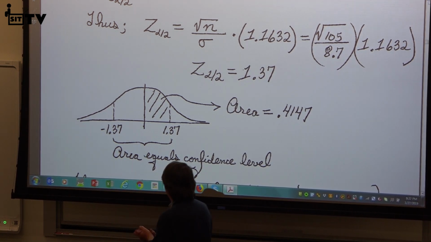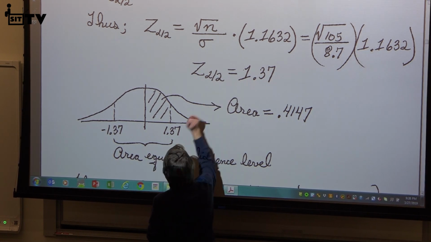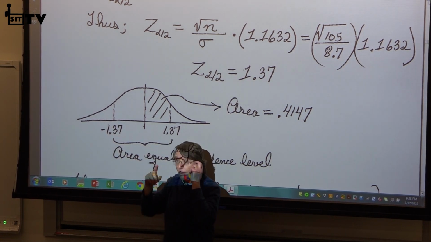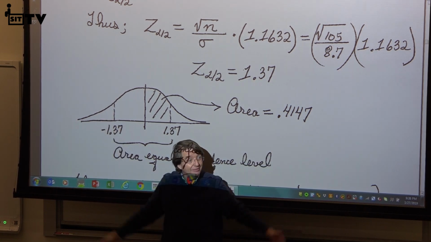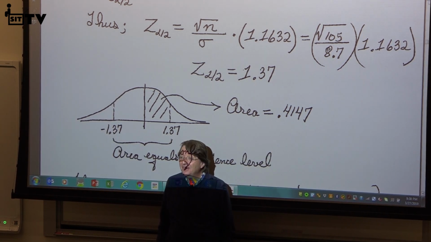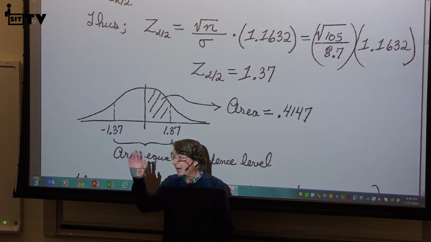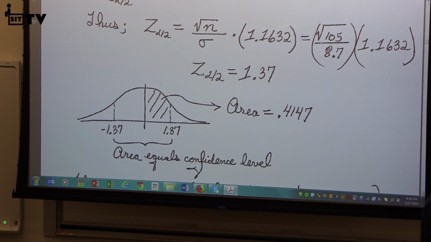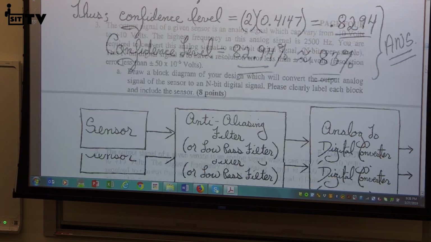So here we go. What do I know? Z alpha over 2 is 1.37 down to minus 1.37. What I want is that area. If I had that area, I got the answer. So we got to be very careful. I now go to the z table. Magdalena, I'm thinking of you here because this is very important. Okay, we go to the z table, 1.37.